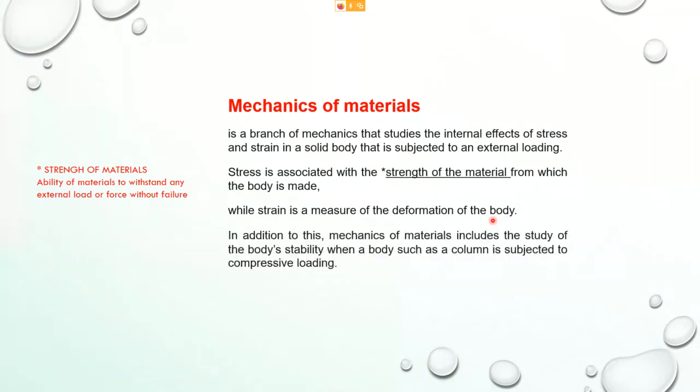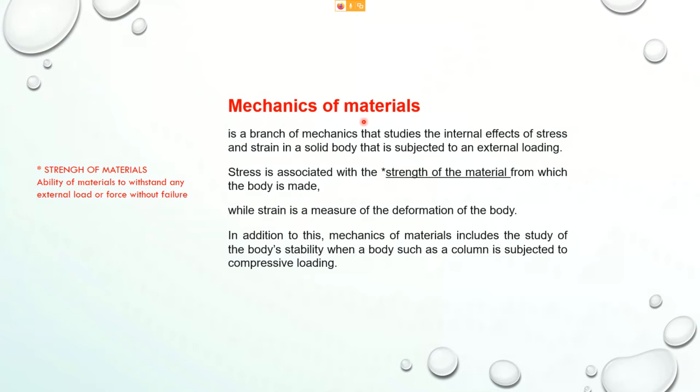In addition to this, mechanics of materials includes the study of the body's stability, how stable it is without failure, when a body such as a column is subjected to compressive loading. I've explained to you what a beam and what a column is. So this is all about mechanics of materials. Previously, let's say 10 years ago, we called this subject strength of materials. But nowadays, we call it mechanics of engineering materials or mechanics of materials.